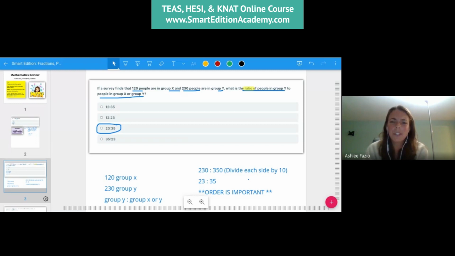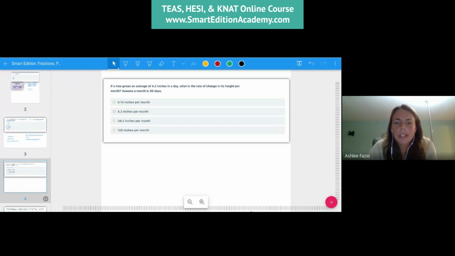Or once you get this answer and you're just like, oh, wait, I don't know which one of these is equivalent, you can always work backwards and go through each option and say, well, could I multiply 12 times something to get 230? And if so, could I multiply the same thing by 35 to get 350? So if that's a little bit sticky for you or a little bit rusty, you can always work backwards to make sure you're getting to the same solution.